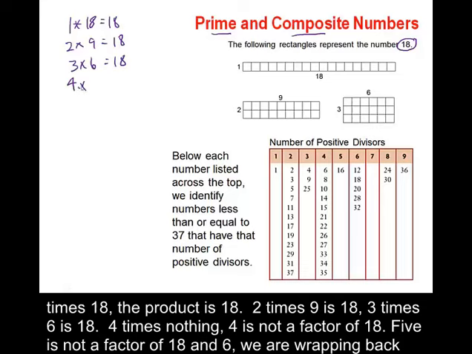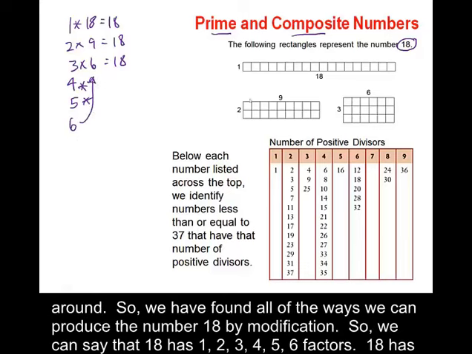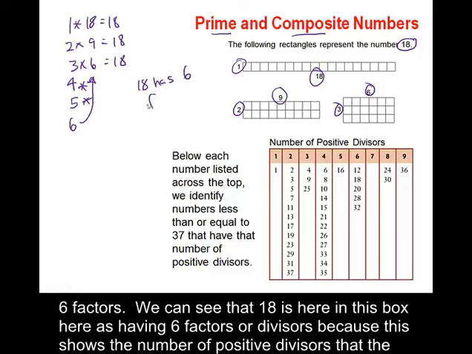4 is not a factor of 18. 5 is not a factor of 18, and 6, we're wrapping back around. So we found all the ways we can produce the number 18 by multiplication. So we can say that 18 has 1, 2, 3, 4, 5, 6 factors. 18 has 6 factors.